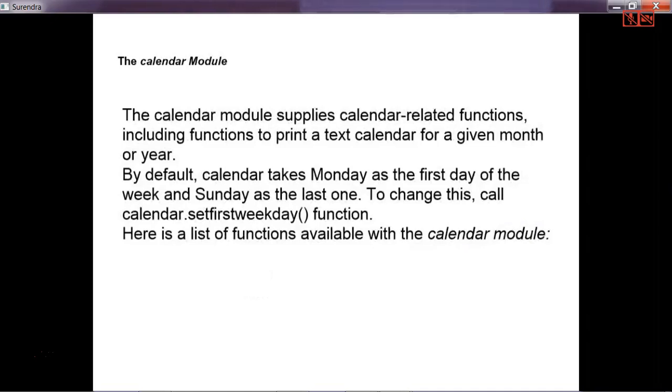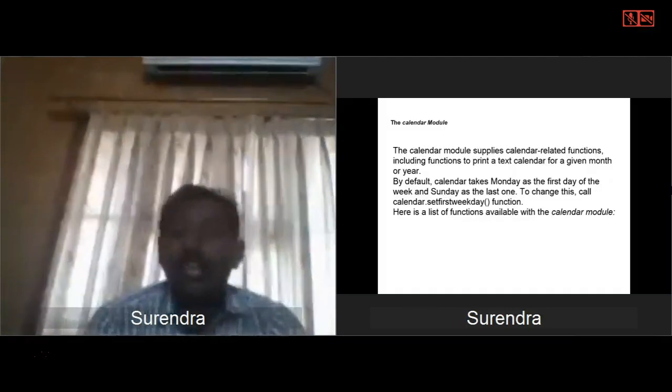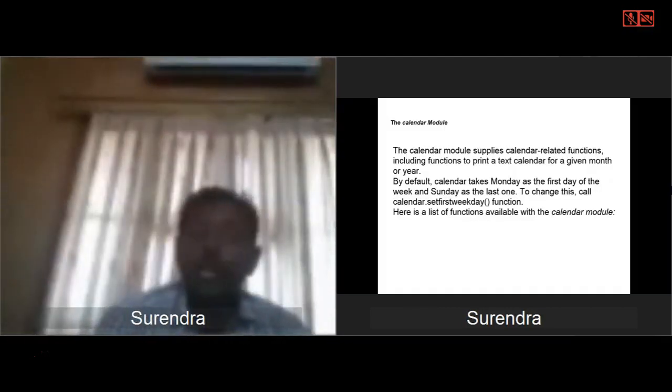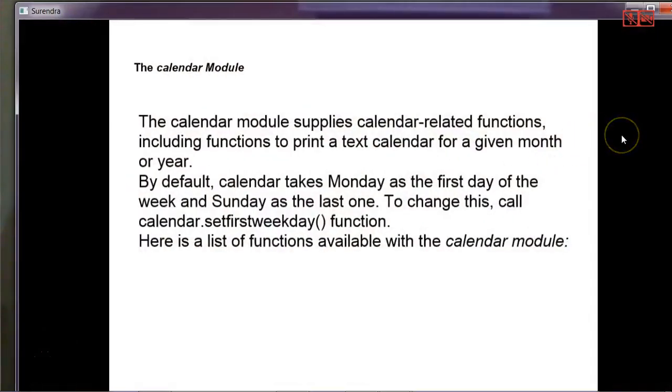The calendar module supplies calendar related functions. Till now we discussed the time related functions; now we are going to discuss the calendar related functions. The calendar module supplies calendar related functions, including functions to print a text calendar for a given month or year. We already saw the example for 2008, where we printed that month also. By default, calendar takes Monday as the first day of the week and Sunday as the last one. To change this, one of the functions is there.